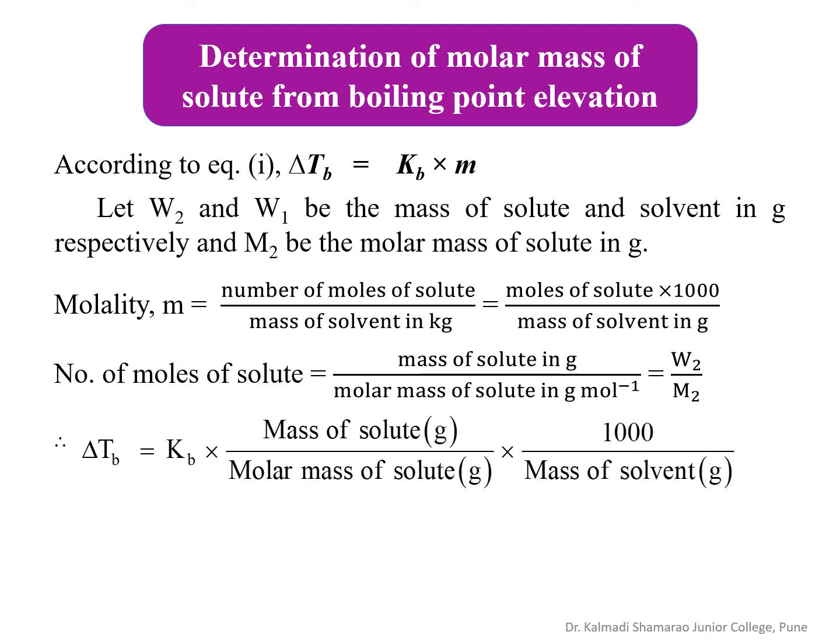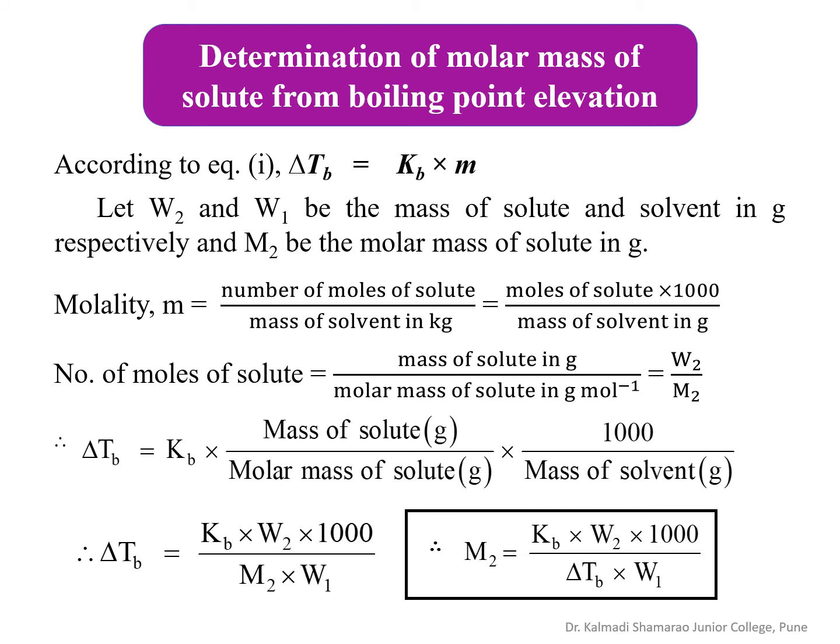Therefore, delta Tb is equal to Kb into mass of solute in gram divided by molar mass of solute in gram into 1000 upon mass of solvent in gram. Therefore, delta Tb is equal to Kb into W2 into 1000 divided by M2 into W1. Let us write the equation in terms of M2. Therefore, M2 is equal to Kb into W2 into 1000 divided by delta Tb into W1. If we know all the other quantities, molar mass of solute M2 can be calculated.